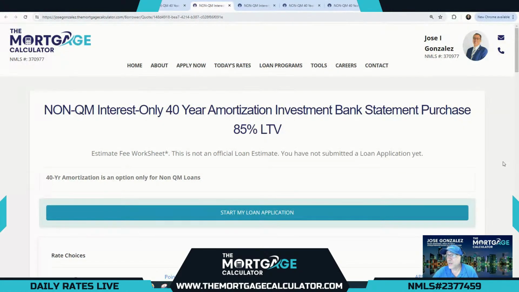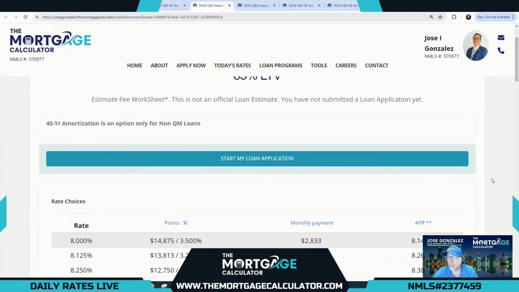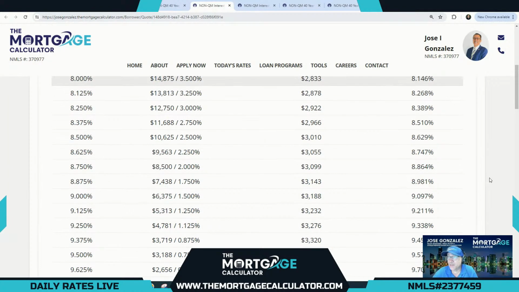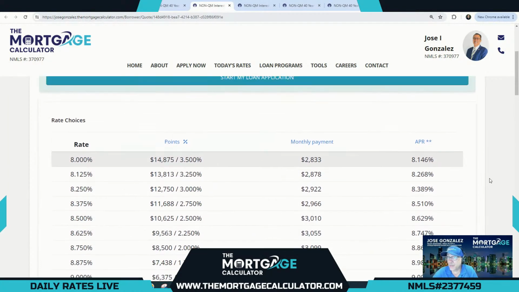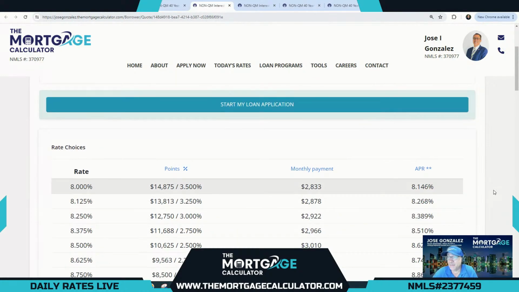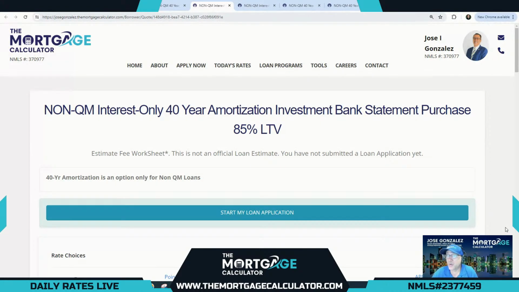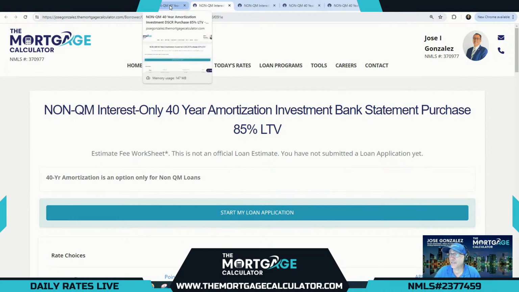So now we're going with investment. So on an investment, 85% LTV is the maximum LTV. And I'm maintaining the interest only component here. And we are looking at 9.75 as our lowest cost option, costing 0.5 point. Notice that got a little bit cheaper than our full doc because this one has a prepayment penalty. And we can buy it down to 8% at a cost of 3.5 points for our non-QM interest only, 40-year amortization bank statement purchase at 85% LTV.